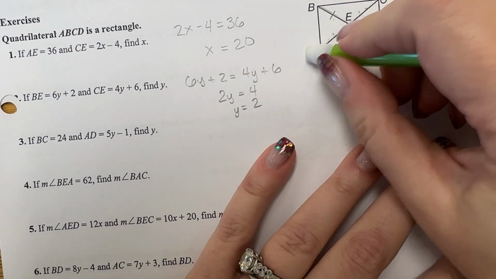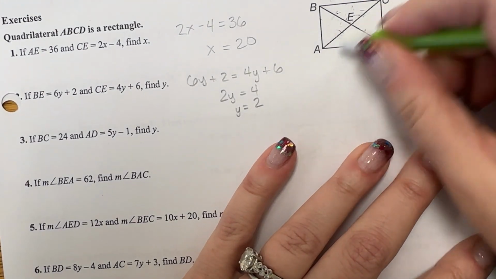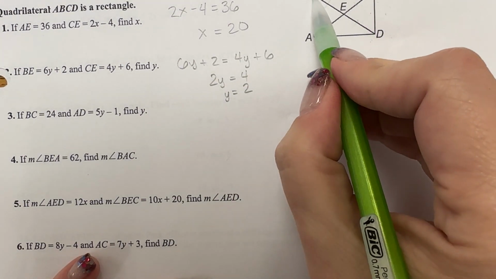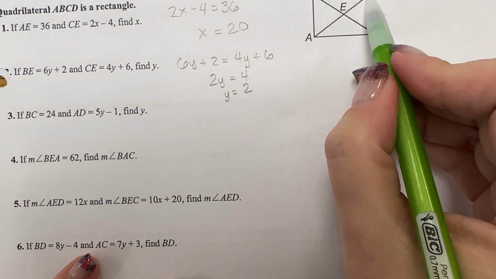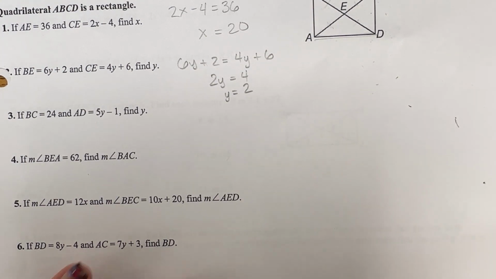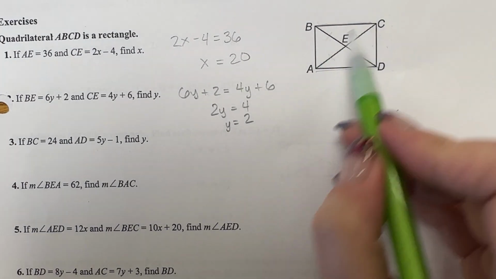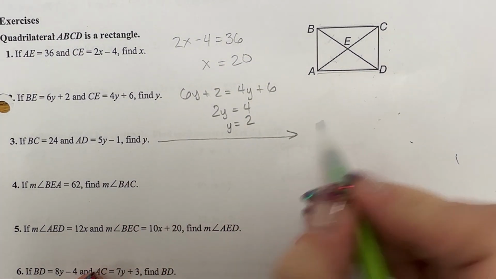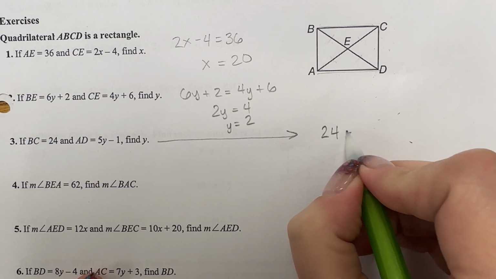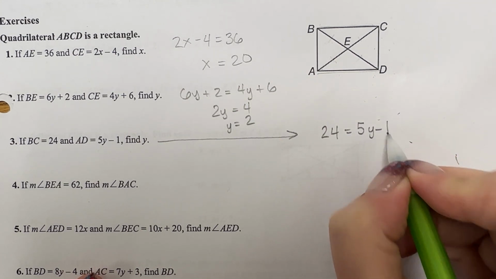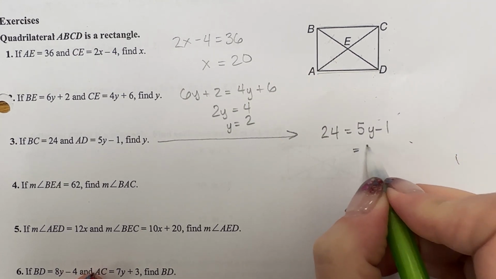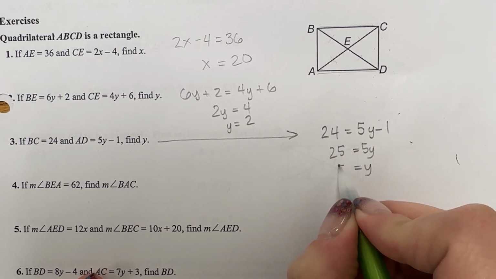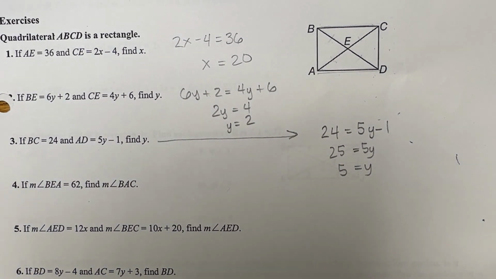Okay, I'm going to erase off my picture here. Now my picture's all clean. All right, now this one says BC, so that's this side over here, and AD. Well, it's a quadrilateral, BC and AD have to be equal to each other. So I'm going to say 24 has to be equal to 5y minus 1. So that must mean that 25 equals 5y, so y must be equal to 5. Done. So that's a whole bunch of side lengths.